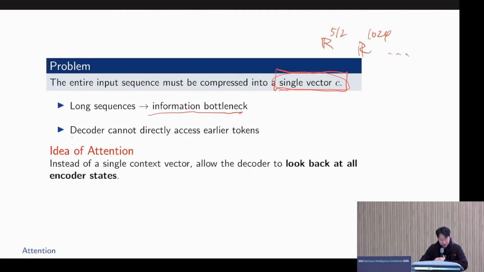And actually, the decoder cannot really access the earlier tokens because everything is compressed into a single vector. So the idea is, instead of a single context vector, you want to allow the decoder to look back at all encoded states. You want to propose another architecture such that during decoding, it has explicit access to all previous tokens, as opposed to decoding from a single compressed vector.